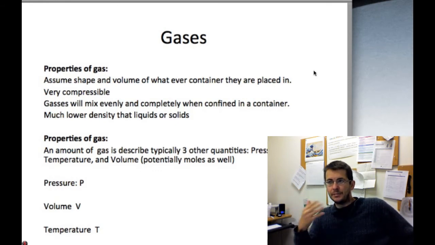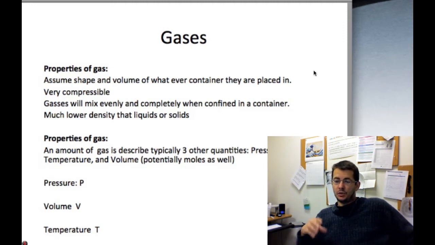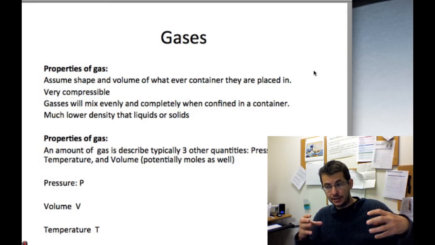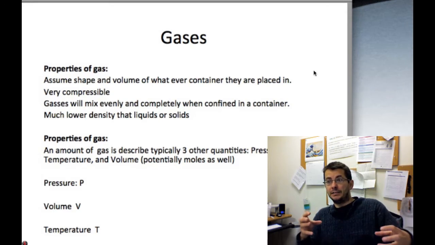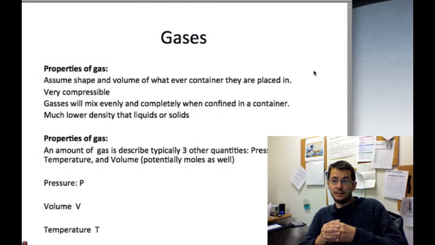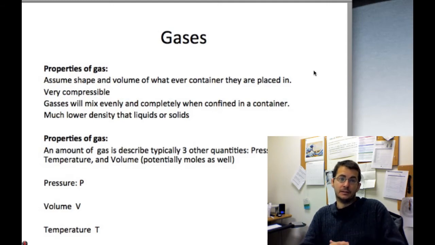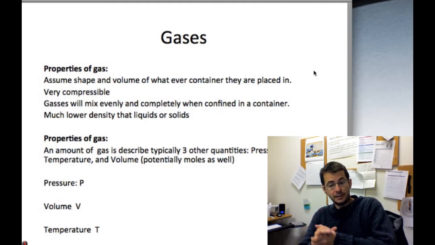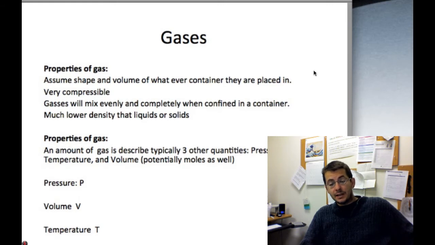So one thing that happens is they assume the shape and volume of whatever container they're placed in. So if you put them in a little container, you can actually expand that container and the gas will expand to fill it. Water, on the other hand, does not. All right? Gases are very compressible. If you take that same gas, you can squeeze it down to a much smaller volume. Liquids and solids, far less compressible.